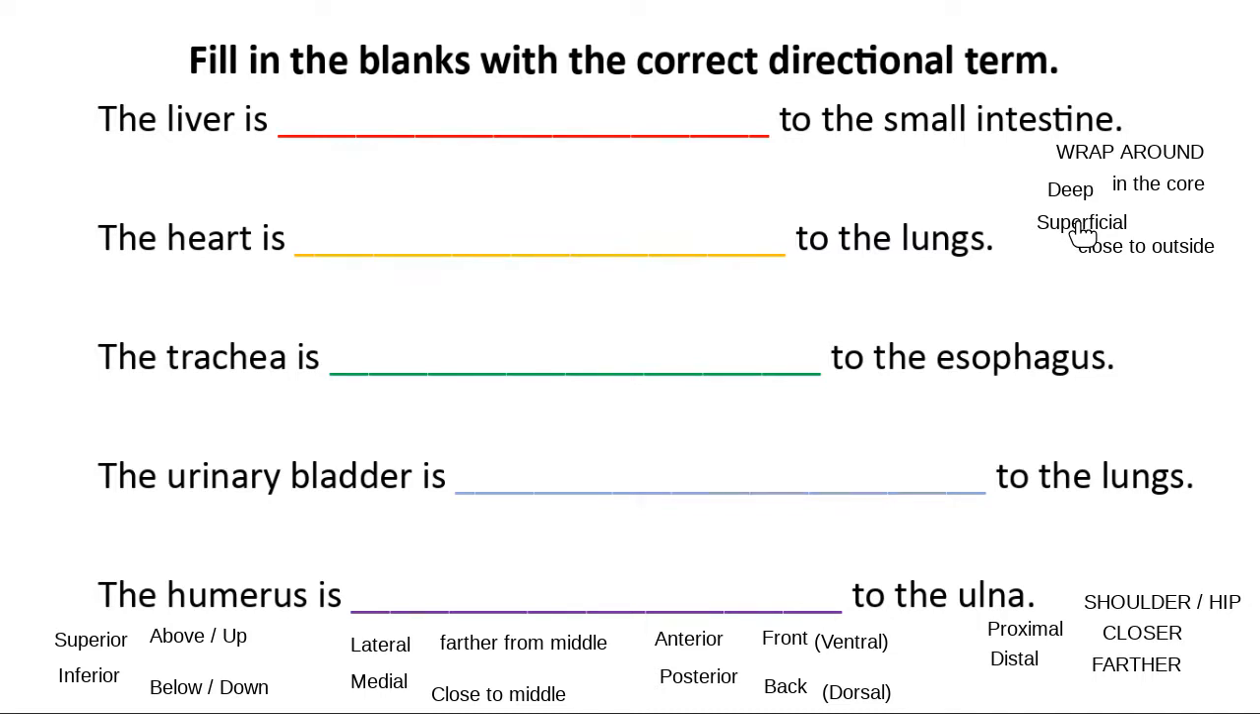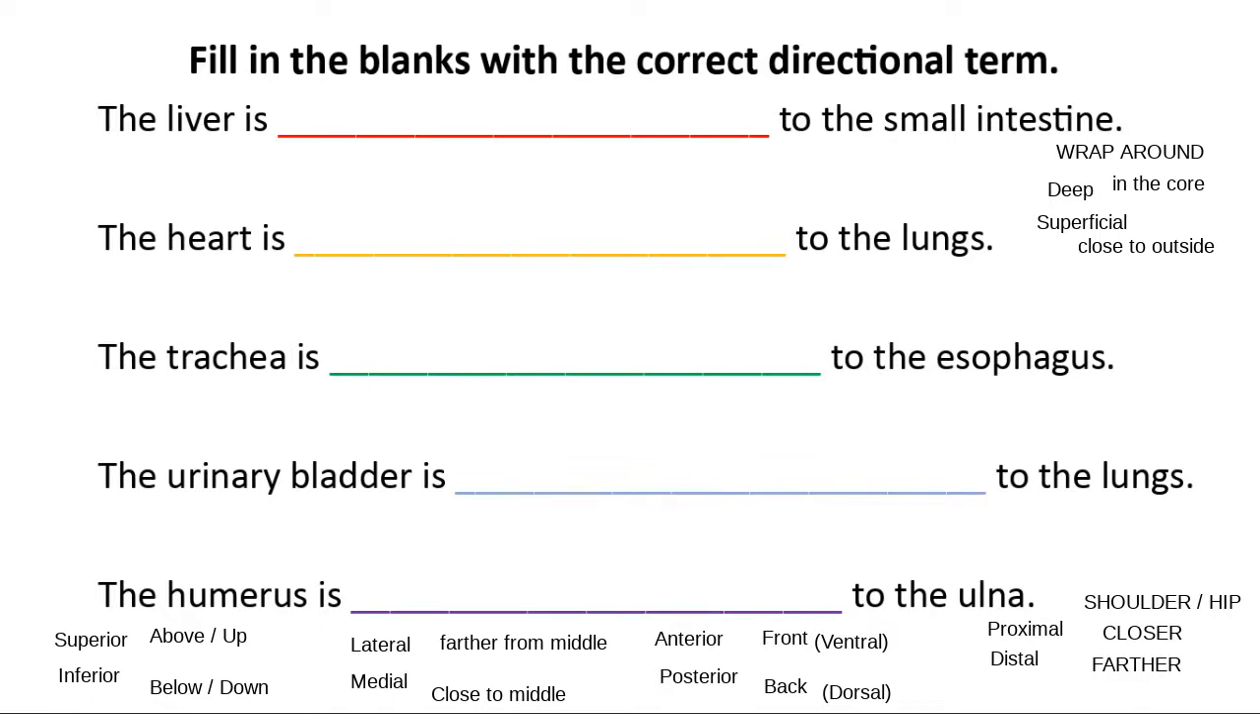Now that we've defined all of our directional terms, let's go through these statements, and I've got another set of statements for us to make sure we can use them. First thing I always want you to make sure you're doing when you look at a statement like this, please check the order of the structures that we're talking about. So what I mean by that is my statement right here, that the liver is blank to the small intestine. Remember that whatever directional term goes in this blank, we're always describing the liver, its location compared to this one.